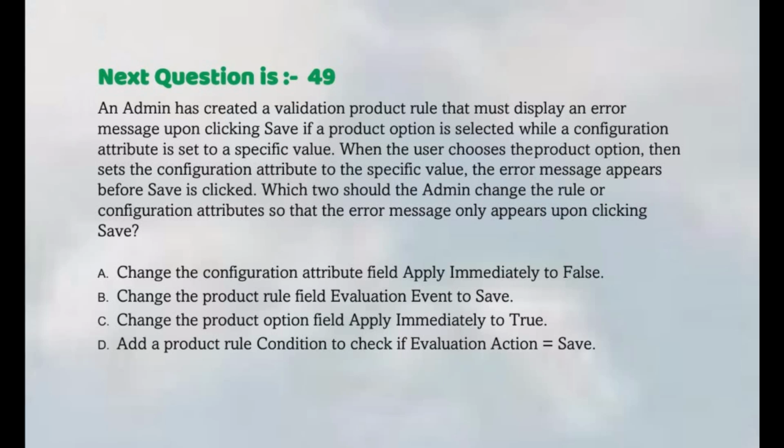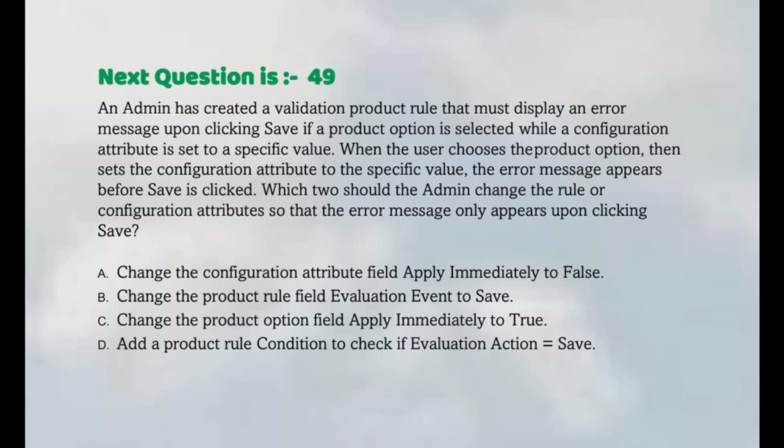Question is an admin has created a validation product rule that must display an error message upon clicking Save if product option is selected while a configuration attribute is set to a specific value. When the user chooses the product option, then sets the configuration attribute to the specific value, the error message appears before save is clicked. Which two should the admin change in the rule or configuration attributes so that the error message only appears upon clicking save?